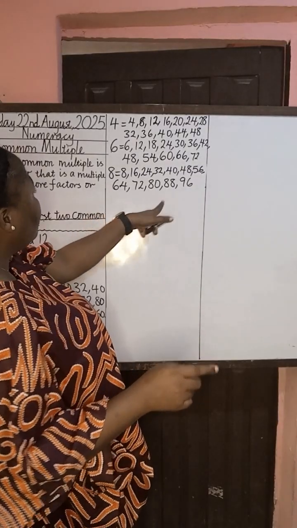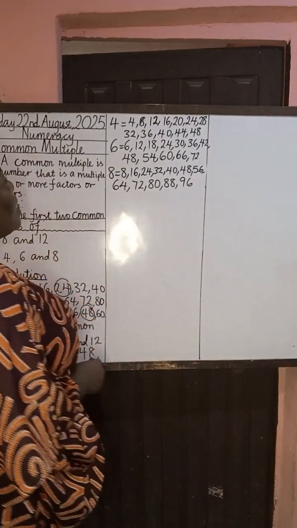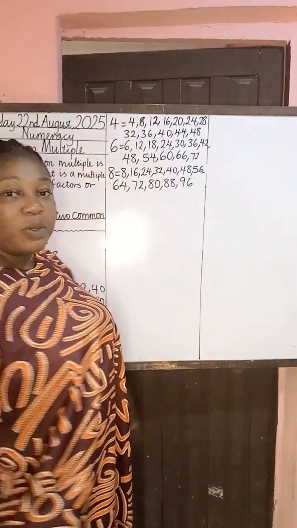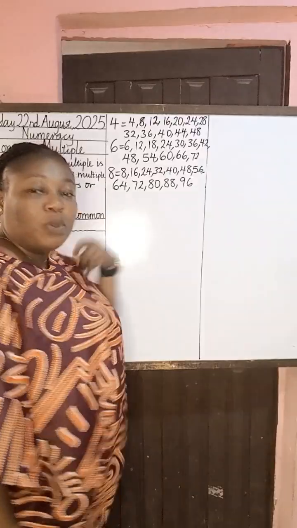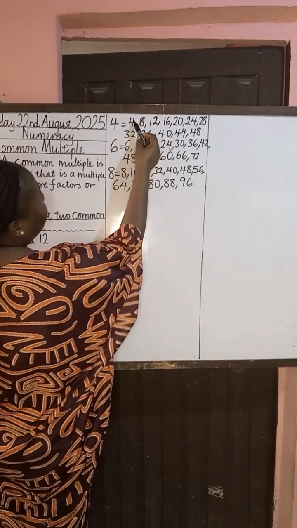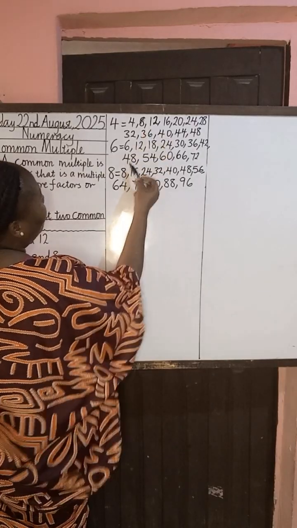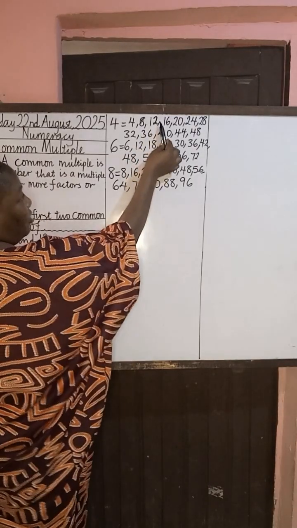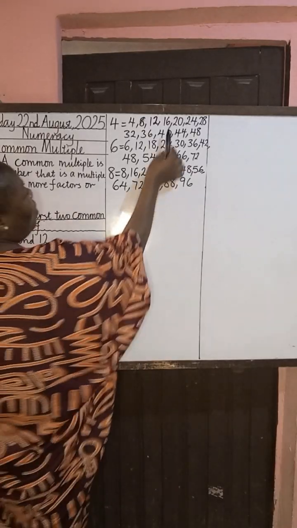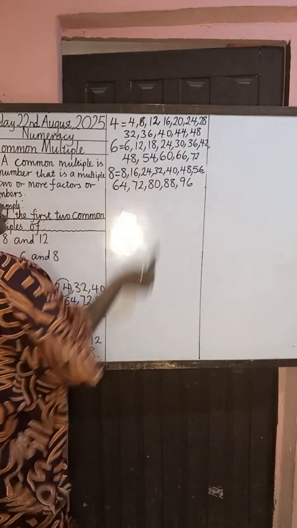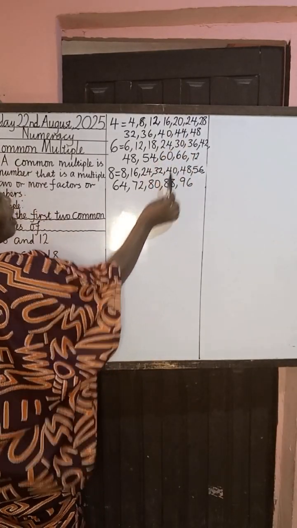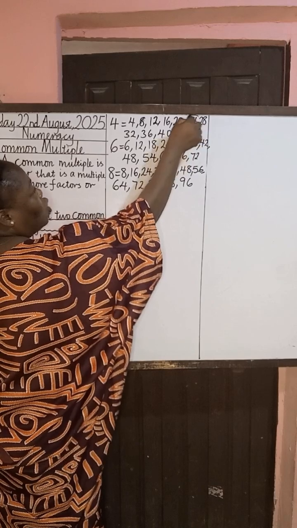Now let's see if we are going to have any common multiples from the multiples that we have listed. We have 4, but there's no 4 here. 8, no 8 here, so we can't choose that. We have 12 here, but we don't have 12 here. We have 16 here, but we don't have 16 here. We have 20 here, but we don't have 20 here. But we have 24.